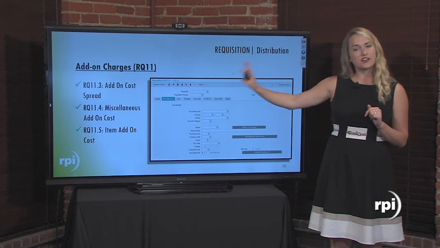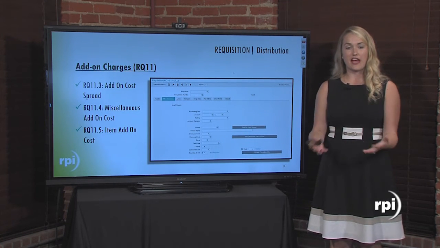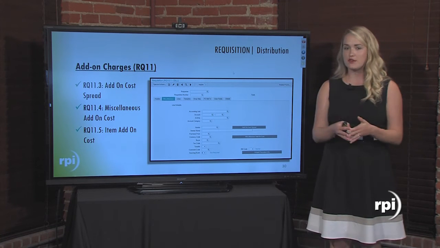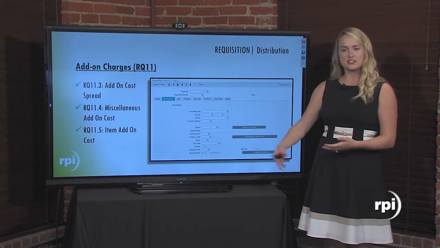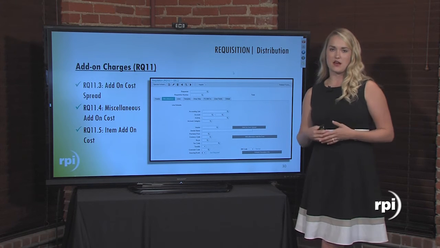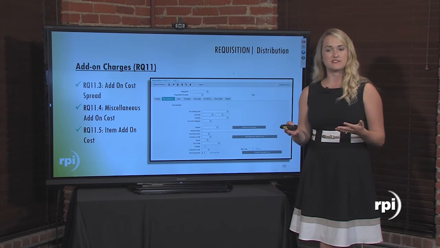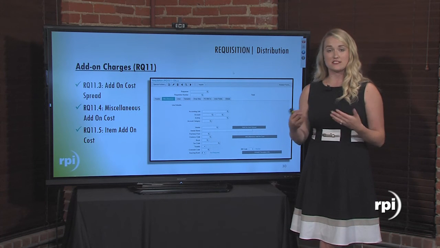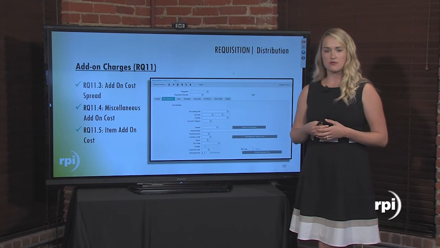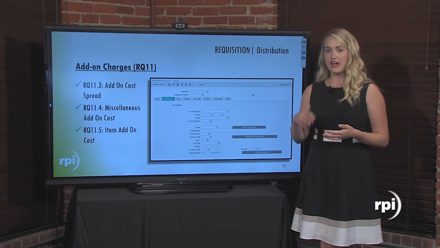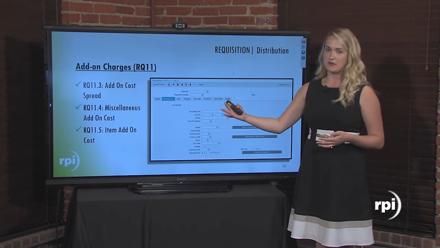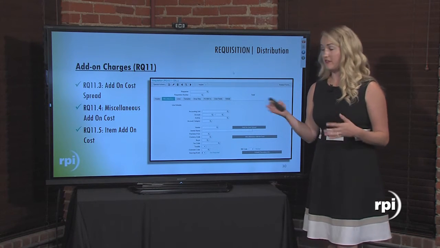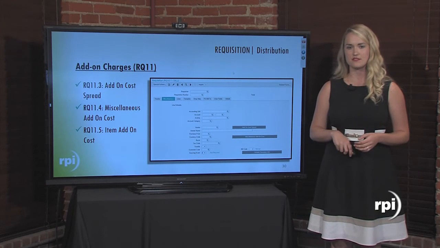They've also added RQ11, which is helpful for add-on charges. You can actually put AOCs on your requisition. This was actually put in place because some organizations found that they wanted to include the AOC in their process flow or their requisition approval so that it was approved on its way to being a PO and not just after the fact. So they've put that in there.